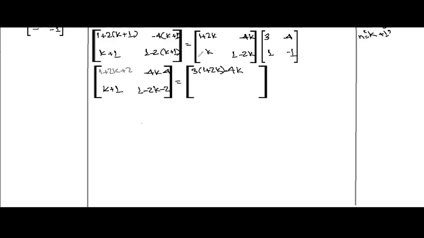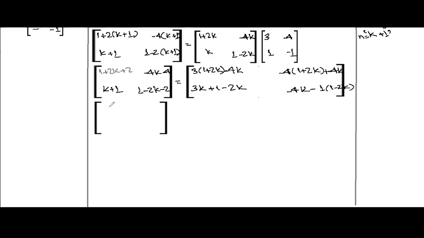Then this entry would become the second row multiplied with the first column. So 3k plus 1 minus 2k. This entry would become the first row multiplied with the second column. So we get minus 4 into 1 plus 2k, and then minus 1 into minus 4k gives us plus 4k. And then we multiply the last row with the last column. So we get minus 4k minus 1 into 1 minus 2k. Let it remain over there.